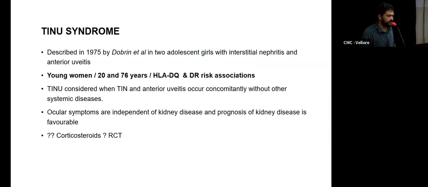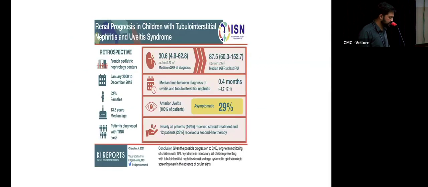So here there is a proven role of steroids. This is a study that was done in a French pediatric nephrology center from 2008 to 2018 on 58 patients, 52% females, and median age was around 13.8. The baseline eGFR at the beginning of the diagnosis was around 30 and they were all given steroids. 44 out of 46 received steroids and their median GFR at follow-up had significantly improved. So the dictum is that all patients presenting with tubulointerstitial nephritis should undergo systematic ophthalmological screening, even in the absence of ocular symptoms.